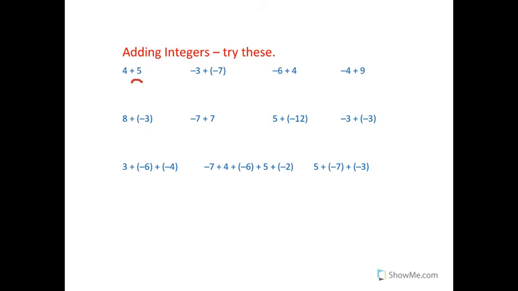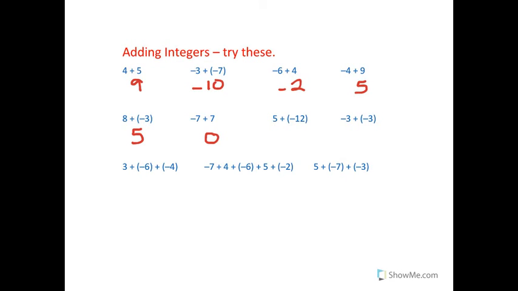4 plus 5, 9. A negative and a negative is a negative. Negative 10. Negative 6, spend $6. You want to buy something for $6, you only have 4, you're short 2. You want to buy something for $4, you have $9. You've got $5 left over. 8 plus negative 3, 5. Negative 7, you want to buy something for $7, you have $7, you can do it. You're not going to have anything left over.